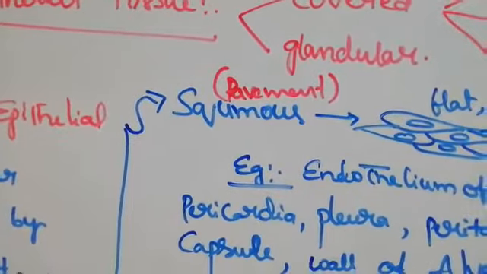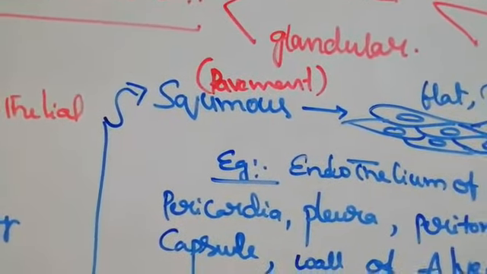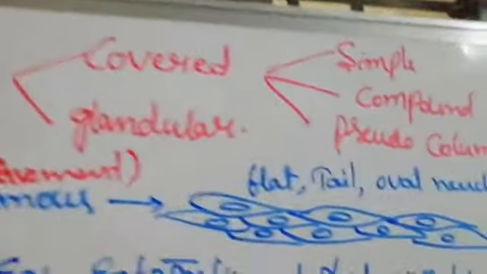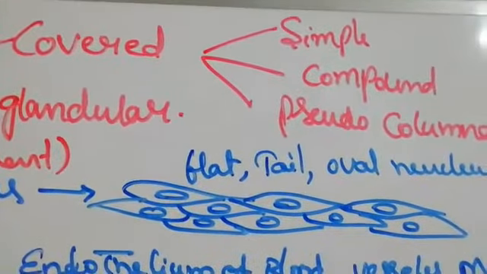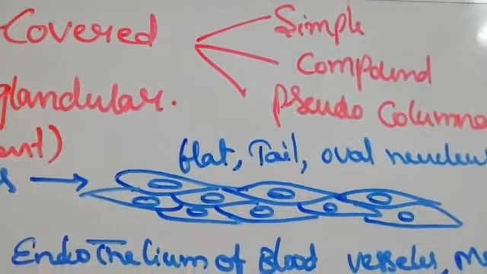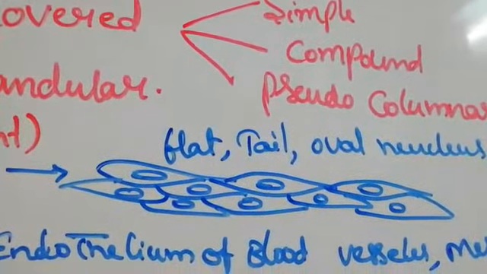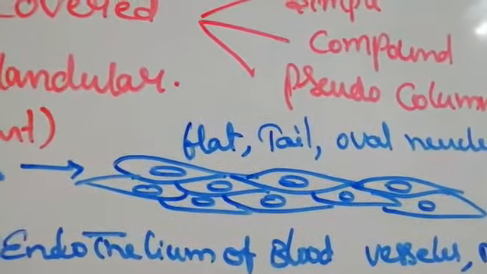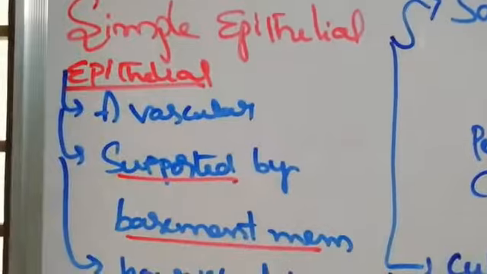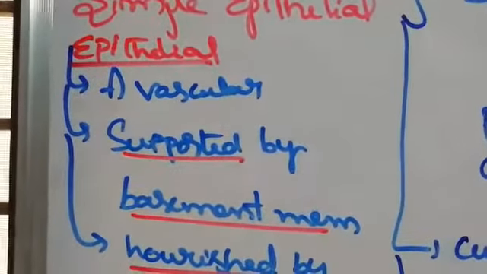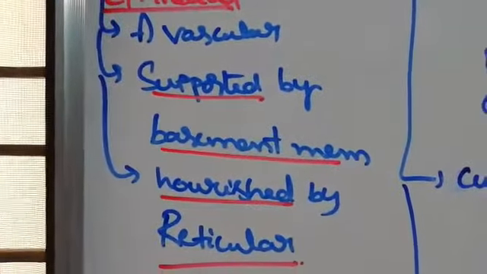Now come to the covering tissue. They are further divided into simple, compound and pseudocolumnar. Simple, compound (compound is also called stratified) and pseudocolumnar epithelial tissue. And what is the basic structure it contains? Epithelial tissue takes support from the basement membrane and is nourished by the reticular membrane.